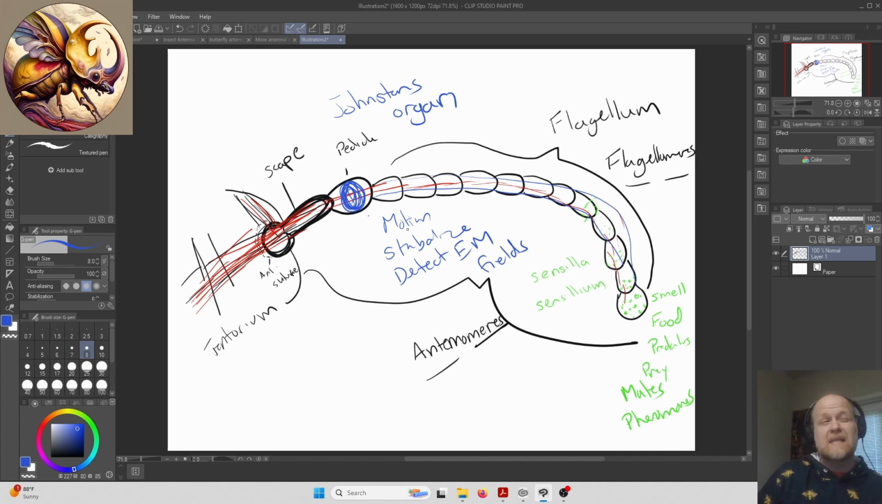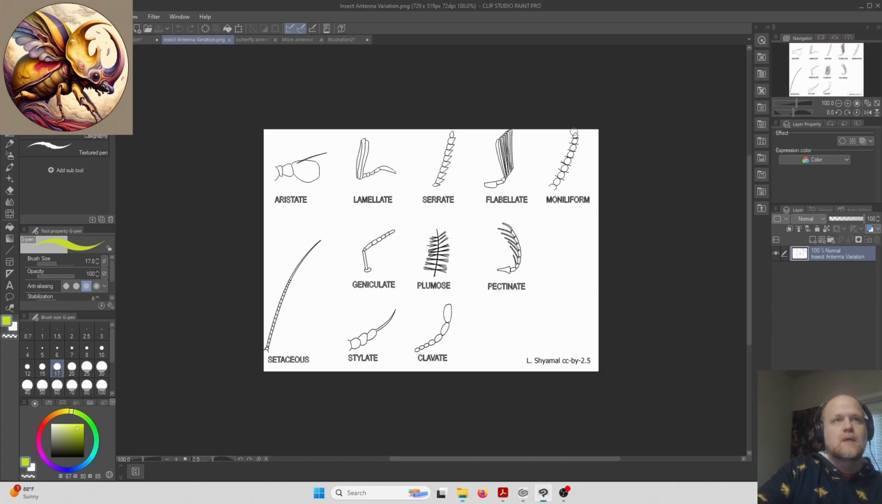So that's the basic structure of an insect antenna. It's not that complicated, but there's tons and tons and tons of variations on this. So what I want to do is show you some of that, and I do have a lot of examples. Starting with the very generic variations. So these are the most common variations, and I think there's like 12 or 13 different kinds recognized, but there's so many other kind of variations within that.